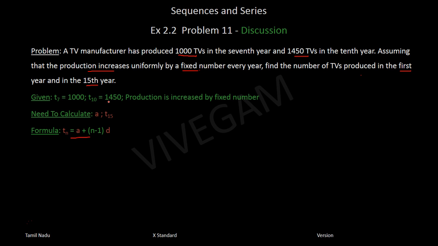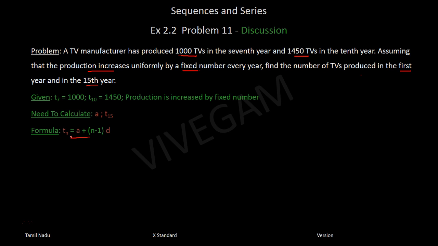Similarly, you can do for T10 equal to 1450. So that will be A plus 10 minus 1, 9D. So A plus 9D equal to 1450. So you get two equations in terms of A and D using these two pieces of information. Solve that simultaneous equation and get the value of A and D. Once you get A and D, substitute those values here and get T15. Okay, that's how this problem has to be done.